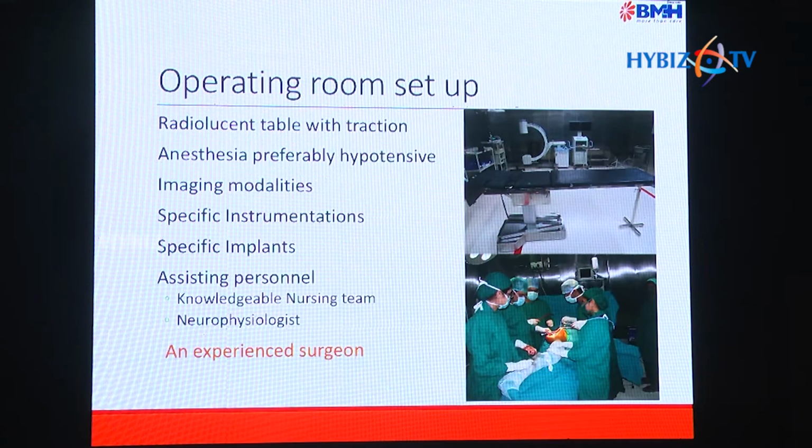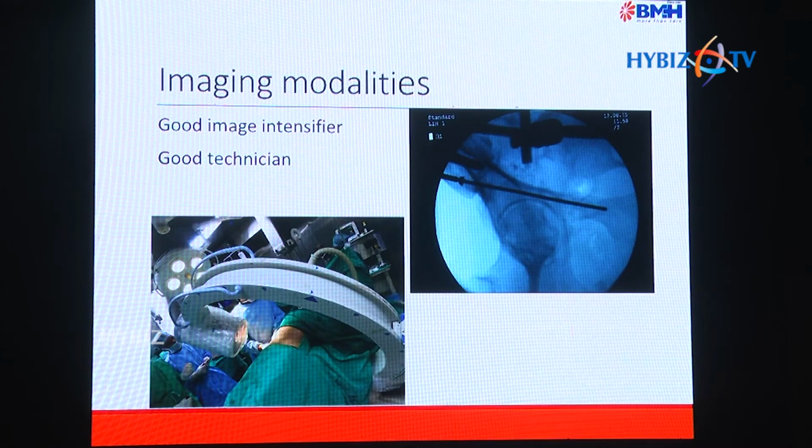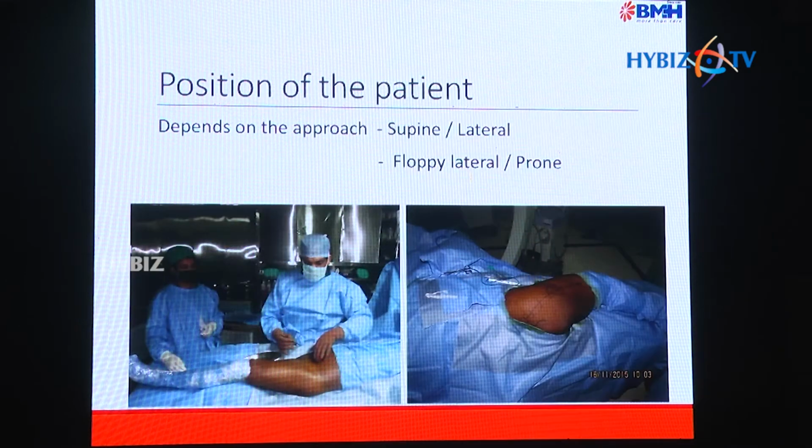For the operating room setup, a radiolucent table with traction is very important for any acetabular surgery. Anesthesia is preferably hypotensive because sometimes surgery will take a long time. Imaging modalities like a good image intensifier, specific instrumentation, specific implants, and knowledgeable assistant personnel are very good for the surgeon, and lastly, an experienced acetabular surgeon. A good image intensifier and a good technician are very important for acetabular surgery, otherwise it is frustrating to the surgeon.